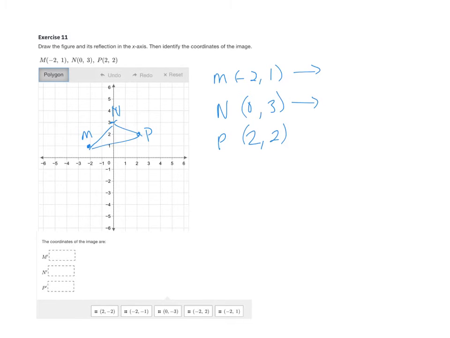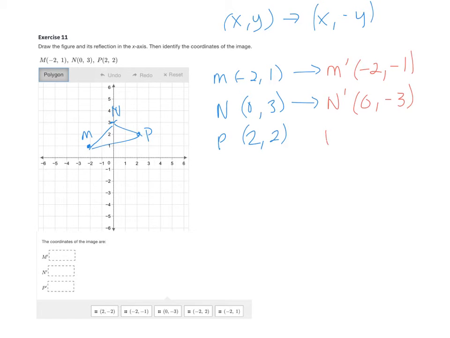And we're going to put it through the rule. And remember, the rule is (x, y) changes into (x, -y). So let's put it through the rule. Here we go. M prime is going to be -2, 1 is going to be -2, -1. N prime is going to be 0, and then the 3, we're going to take the opposite of 3, which is -3. And P prime is going to be 2, and the opposite of 2, which is -2.